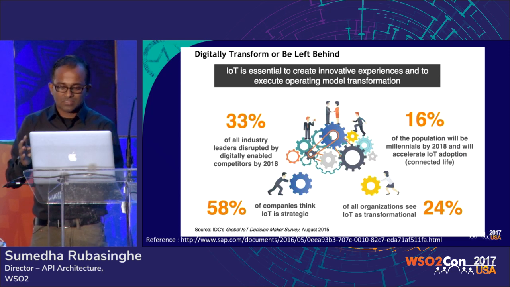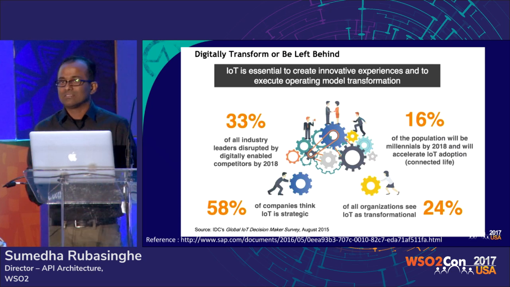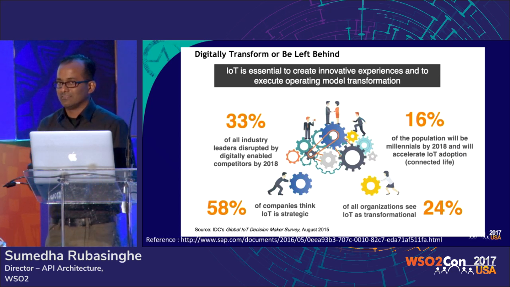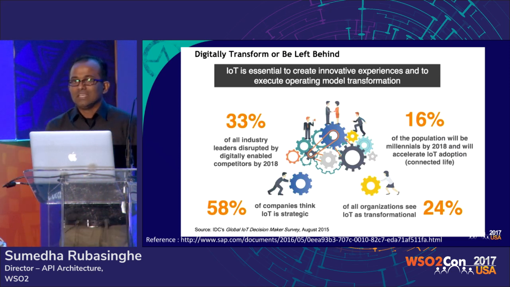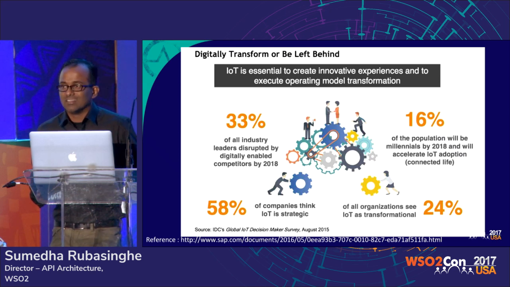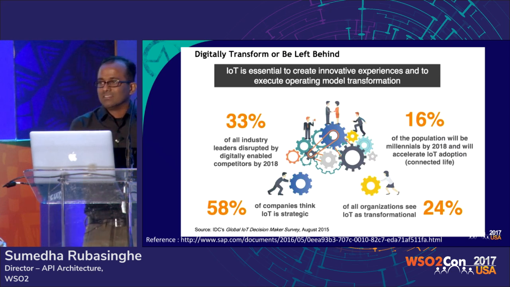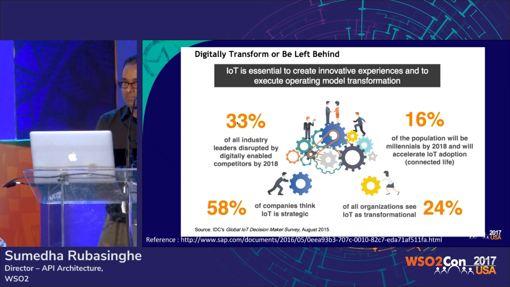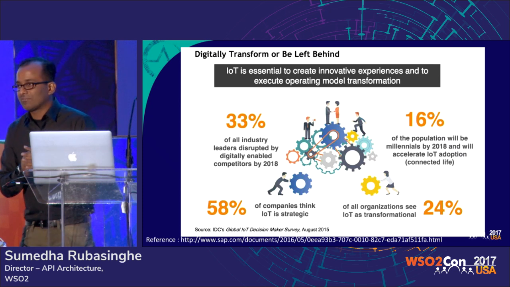It also says that 58% of the companies think that IoT is strategic. That's kind of known. But something else also caught my eye, that is 16% of the population will be millennials by 2018, who are very much in alignment with the technologies, and are going in the connected life direction, etc. And 24% see IoT as something transformational. Right? So if you are within this particular category, you're already challenged. Somebody else is taking away your business, and you need to act fast.